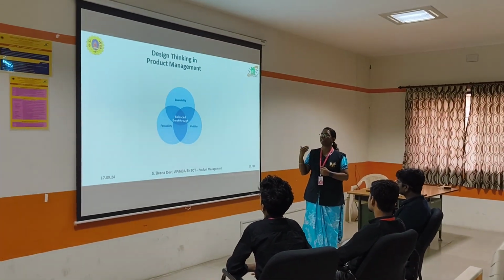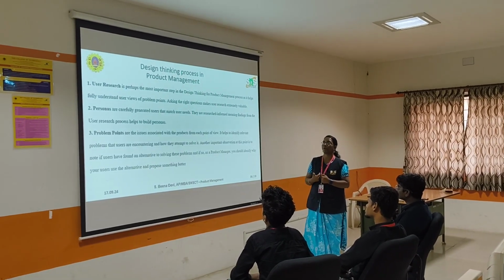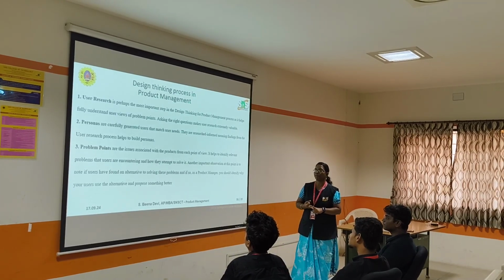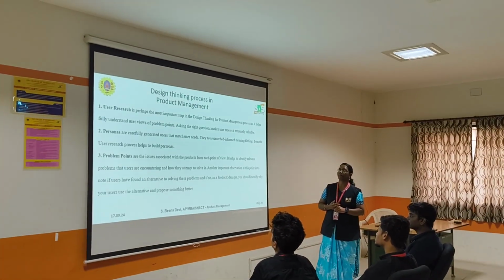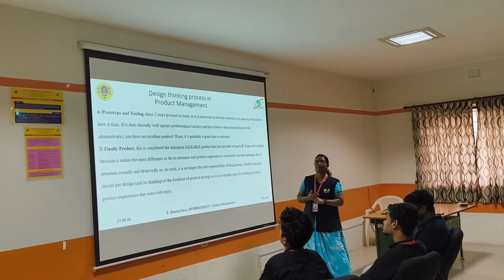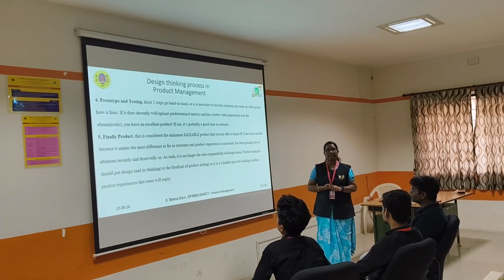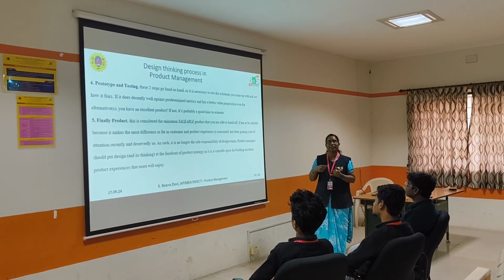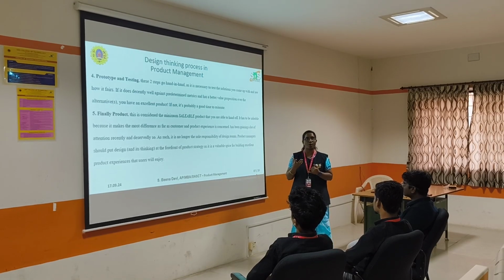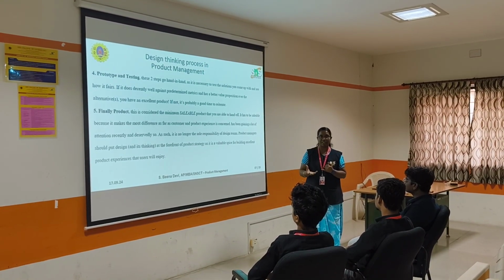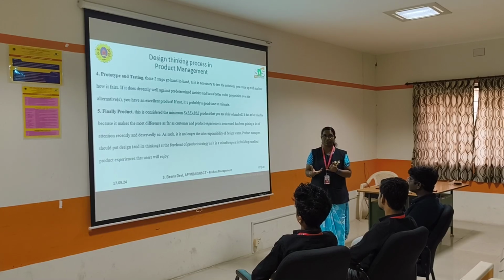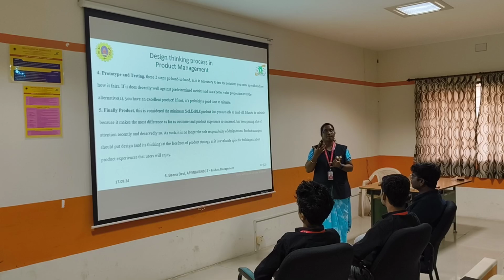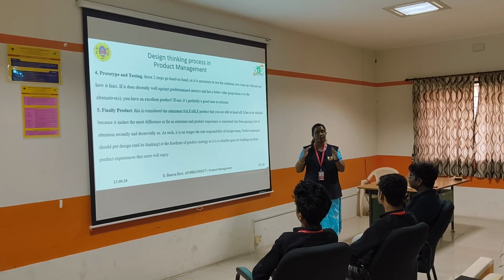Coming to the process of having design thinking in product management, as said earlier, there is user research, personas, problem points, and the next slide please. The prototype, testing and finally the product. As I have explained earlier, first of all is identifying the problems, that is user research, where you do research to find out exactly what problem the customer is facing and what solution the product is going to give. For that you are going to identify the needs and wants of the product, and then you are going to build a product.